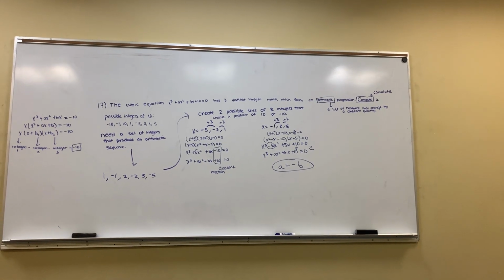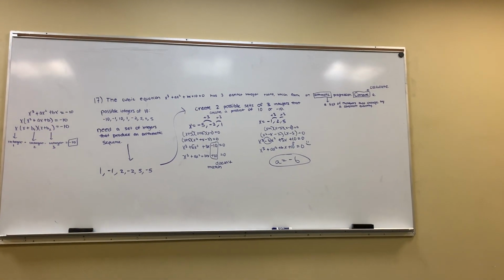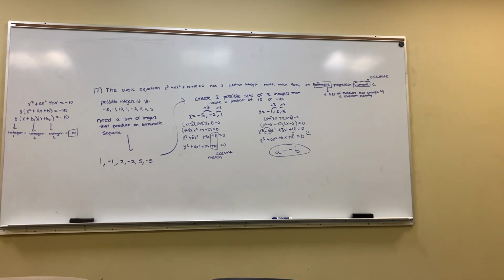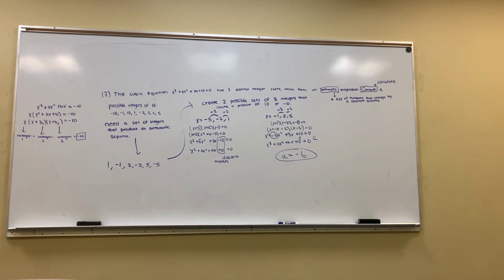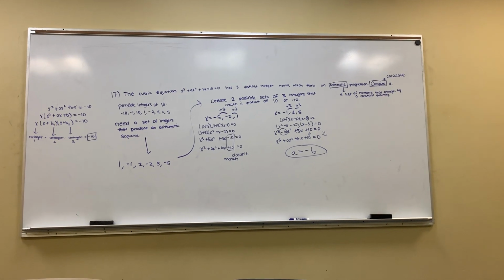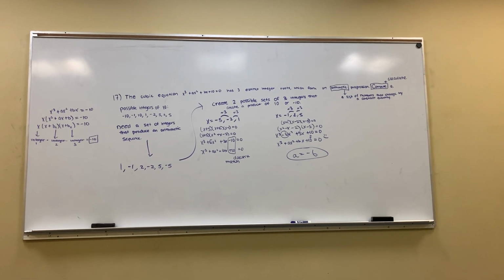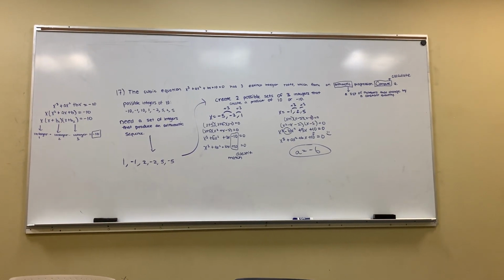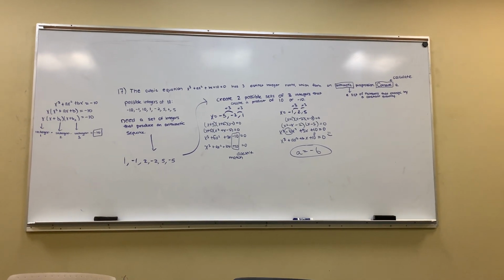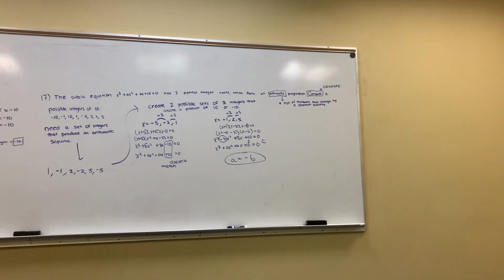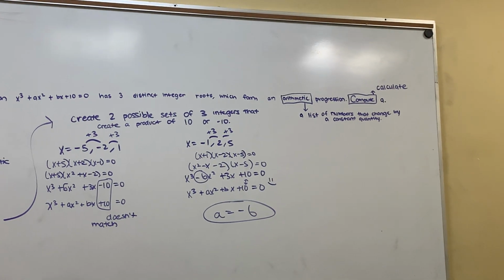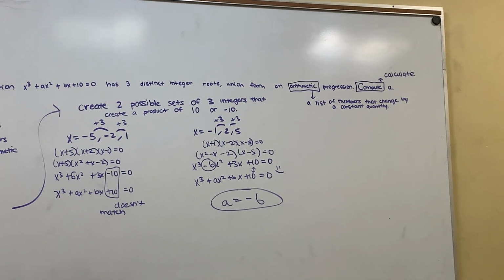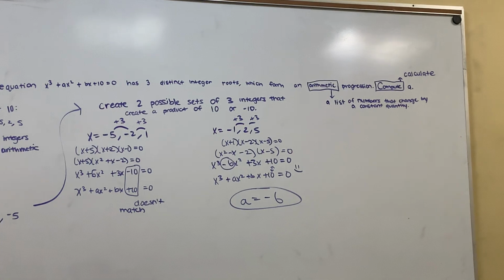Hi everyone, so this is problem set 2, number 17. It asks, the cubic equation x cubed plus ax squared plus bx plus 10 equals 0 has three distinct integer roots which form an arithmetic progression. Compute a. So I'm going to point out that an arithmetic progression is a list of numbers that change by a constant quantity, and we're calculating a.